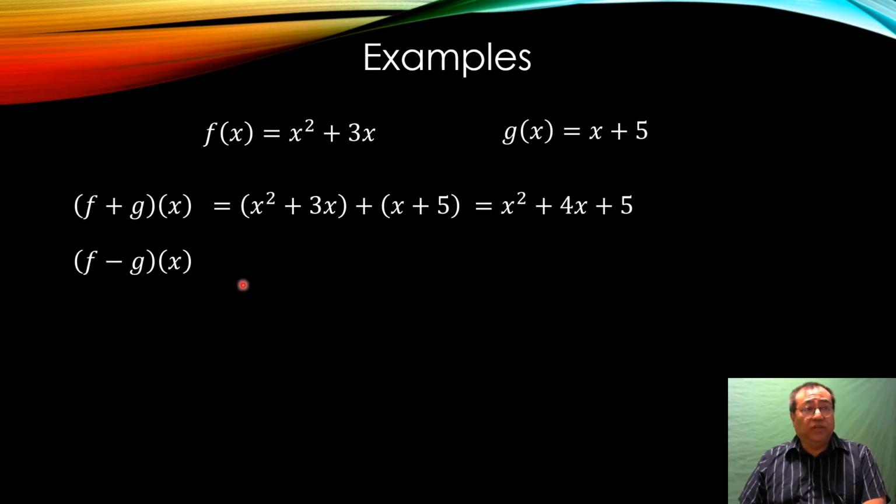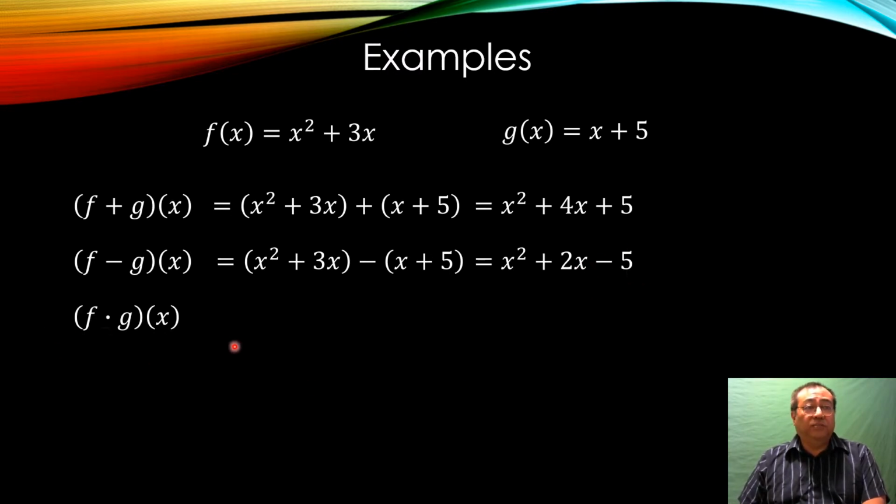f minus g of x. All we're going to do is subtract the two functions, right? There's f of x minus g of x. We subtract them. 3x minus x is 2x. Don't forget to distribute the minus on the 5, giving me the minus 5 here.